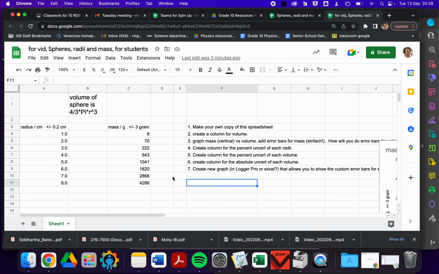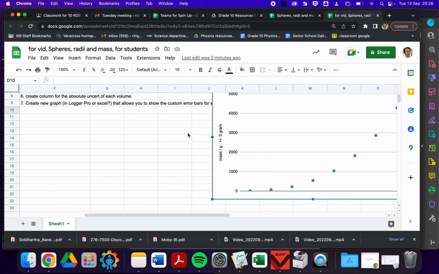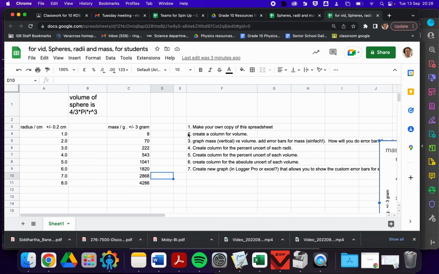I can show you guys how to process this data from some spheres. I've got the radius and the mass of spheres. If I graph that, I'm going to get an increasing line of data points like this. It looks to obey this volume equation, but I want to linearize that data.